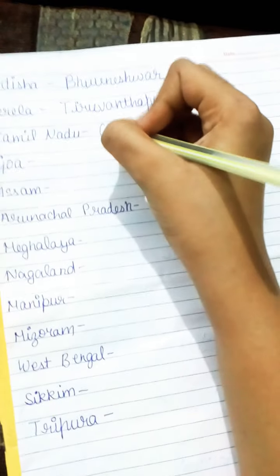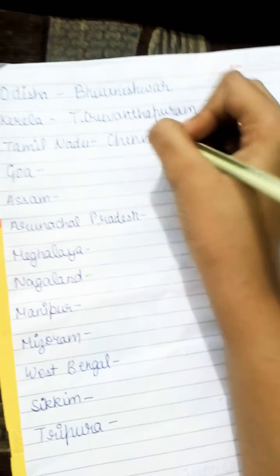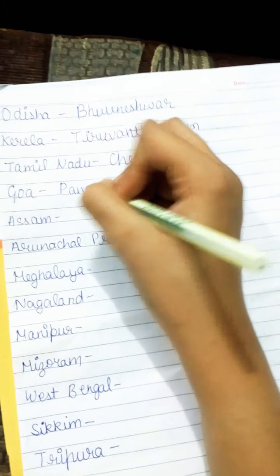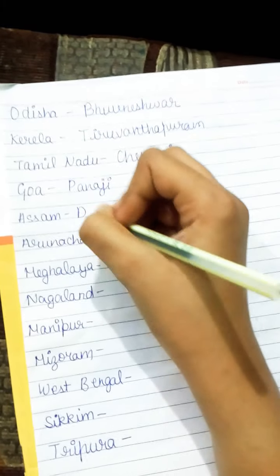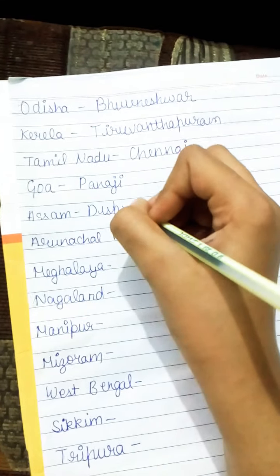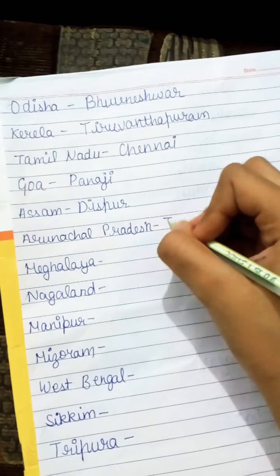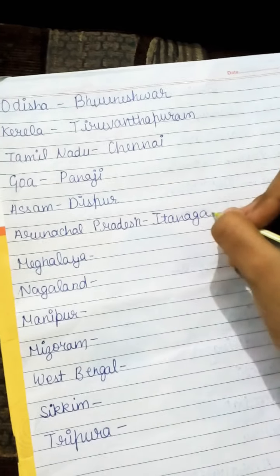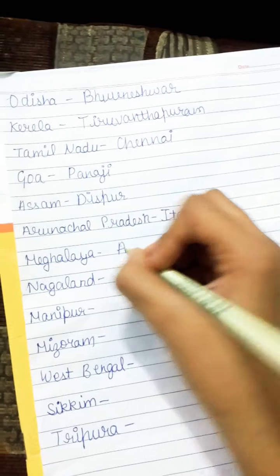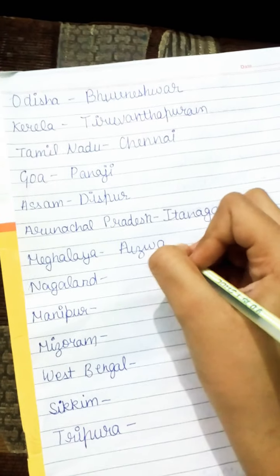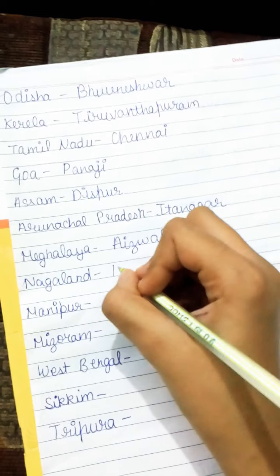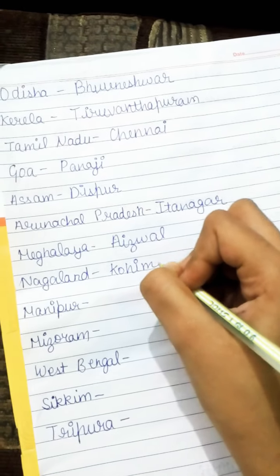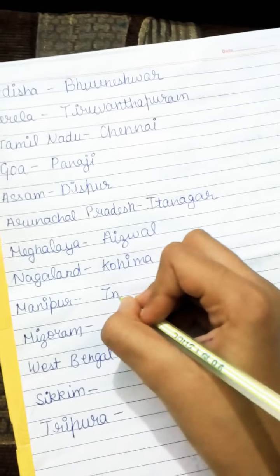Tamil Nadu, whose capital is Chennai. Goa, Panaji. Assam, Dispur. Arunachal Pradesh, Itanagar. Meghalaya, Aizawl. Nagaland, Kohima. Manipur, Imphal.